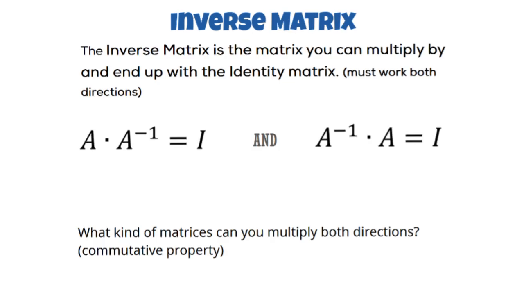Okay, so this is what we just talked about, but now you have this slide so we can look at it. The inverse matrix is the matrix that you can multiply by and end up with the identity matrix. So it's going to look like this, but it could also go the other way. So again, we're only going to work on square matrices. If it isn't a square matrix, it doesn't have an inverse.